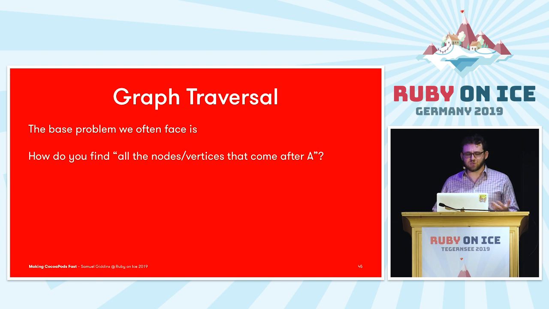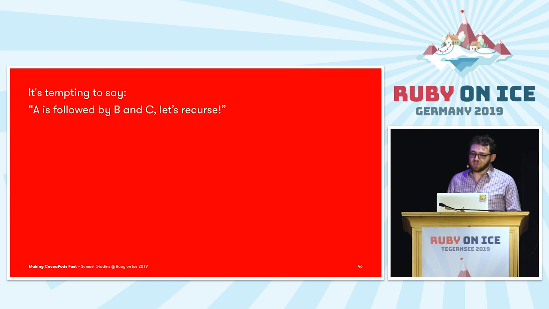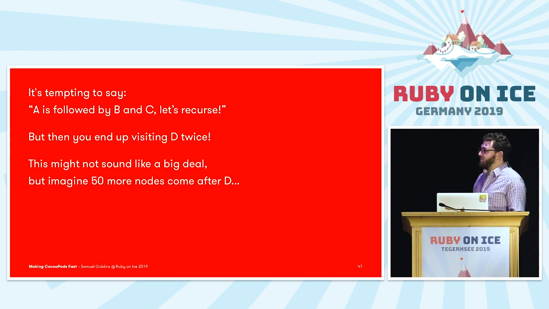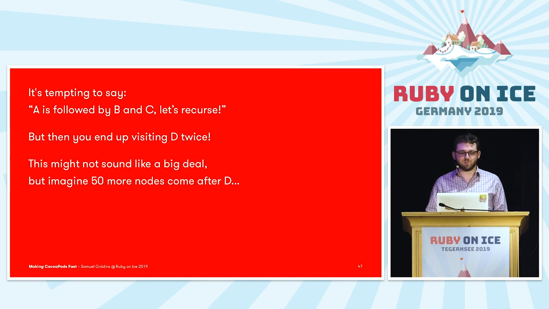So graph traversal, why is this a problem? The problem we often face is, how do you find all the nodes or vertices, those two words are kind of interchangeable, that come after a particular one we care about? It's kind of tempting to say, well, B and C came after A. We can use recursion to solve this. Yeah, but then you end up visiting D twice, and that may not sound like a super big deal, but go back to the big tangled dependency graph I showed you earlier, and that duplicate work really starts to add up.